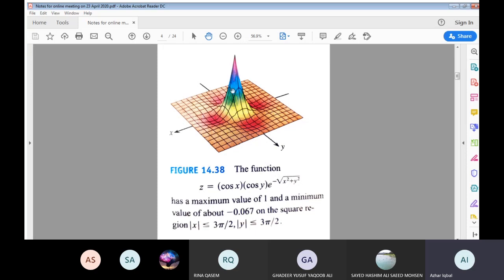Now you can see this function has a maximum value of 1 and a minimum value of about minus 0.067 on the square region which is defined here, the square region you are considering in the xy plane.